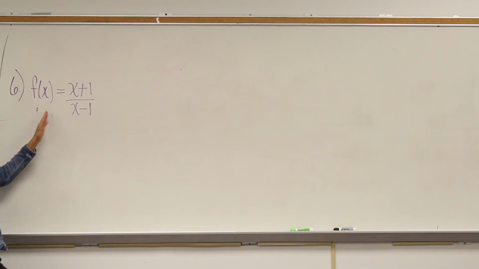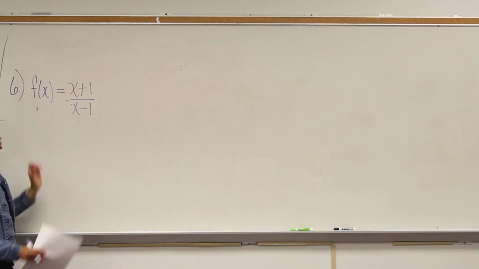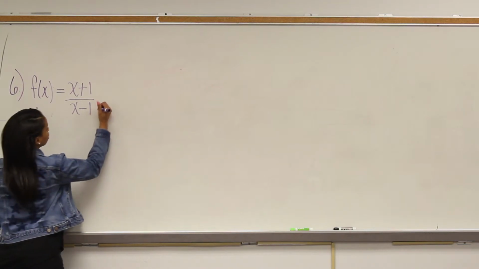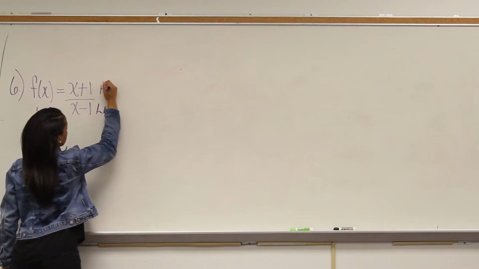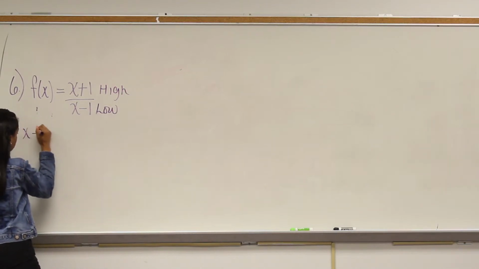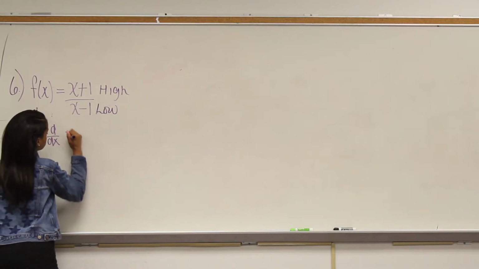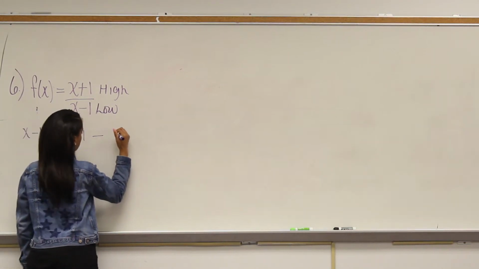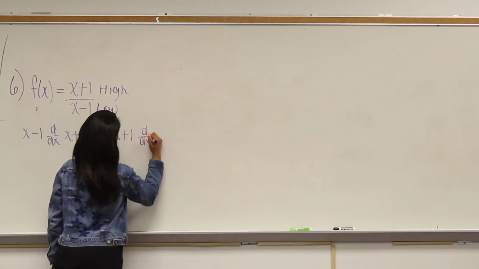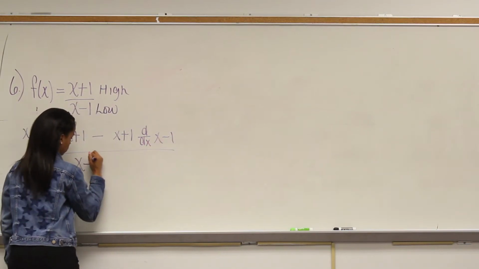So here we're going to find the derivative of x plus 1 divided by x minus 1. We're going to use the quotient rule, which is low d high minus high d low all over low squared. Low is the denominator, high is the numerator. So we're going to put x minus 1 times the derivative of the high function, which is x plus 1, minus x plus 1 times the derivative of x minus 1 all over low squared, which is x minus 1 squared.